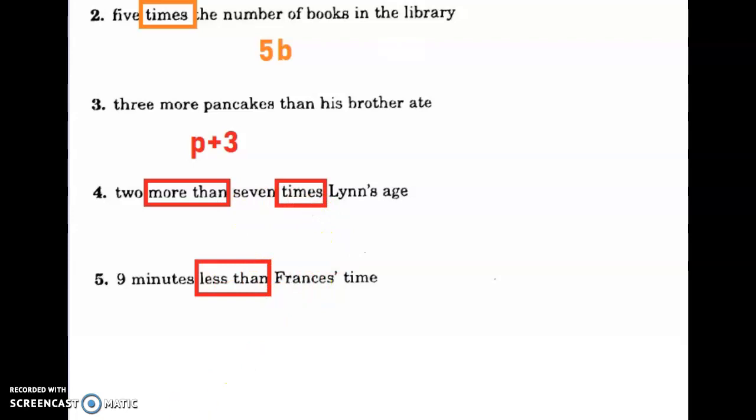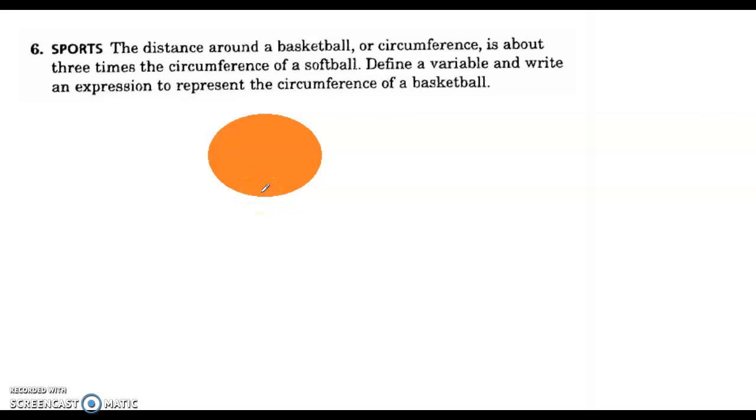questions. Number 6 says the distance around a basketball or circumference is about 3 times the circumference of a softball. Define a variable and write an expression to represent the circumference of a basketball. So here's my basketball. Yeah, you guys didn't know I had drawing skills like this, did you? Oh wait, that's not a basketball. Oh yeah, it is. Is there one right here too? There you go. My basketball.